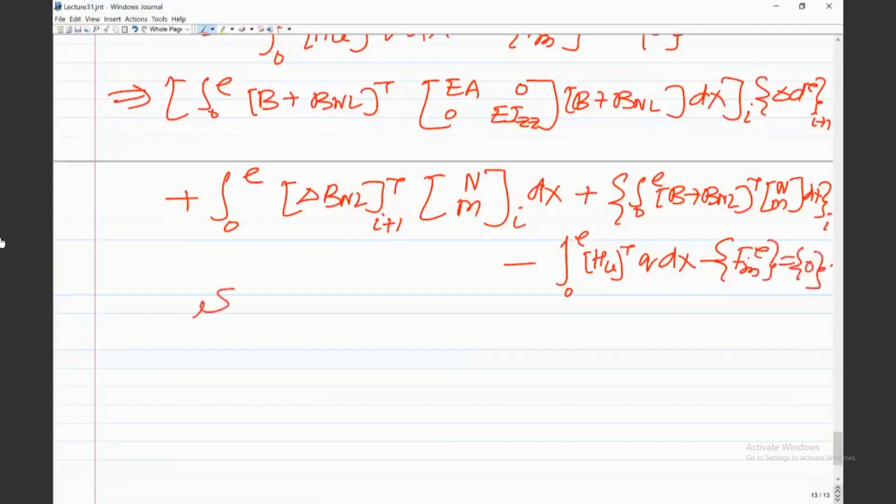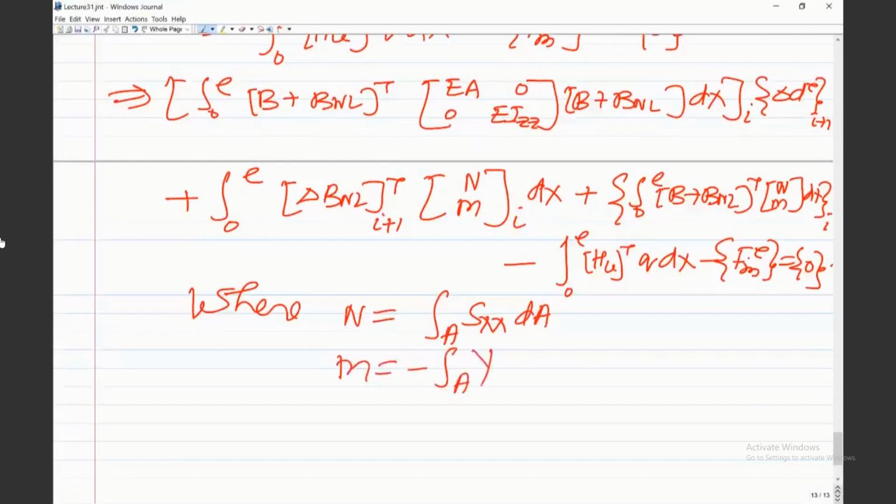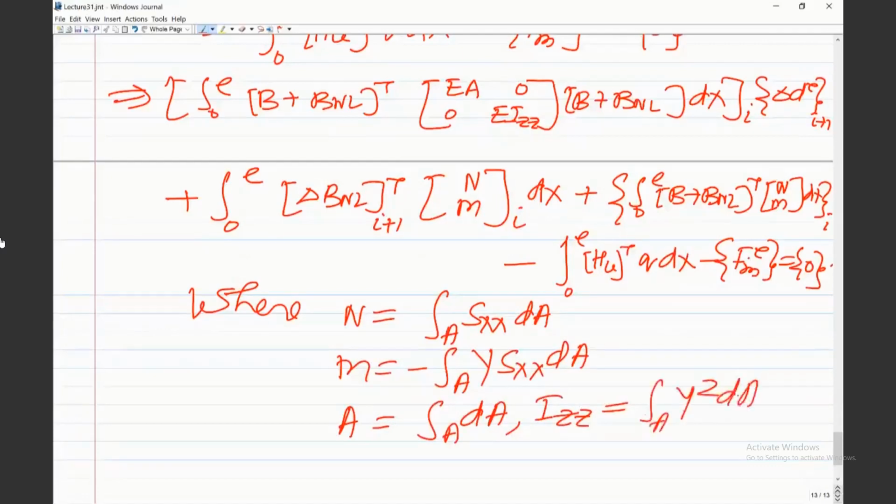So now here, N is nothing but integration over cross sectional area Sxx dA, and M is minus integration over cross sectional area y Sxx dA, and A is the cross sectional area, which is integral dA, and Izz is the integration over cross sectional area y square dA. So these are the definitions we have used.